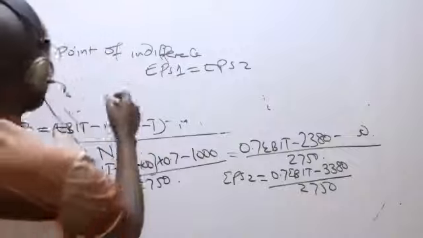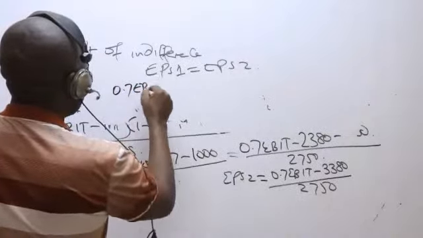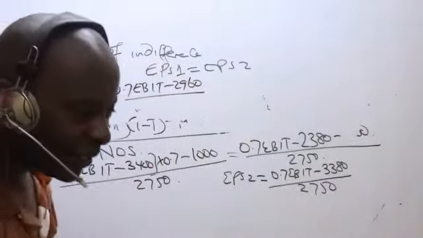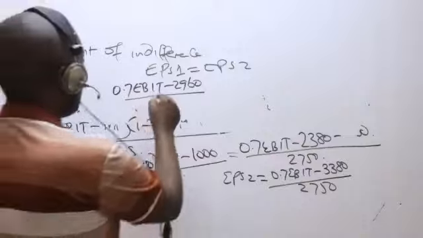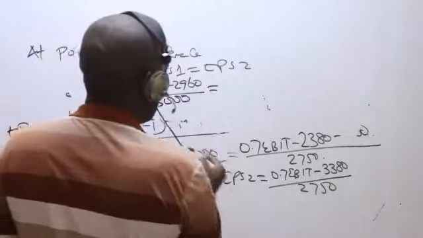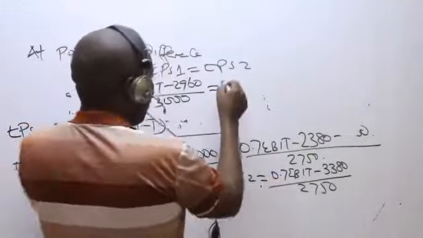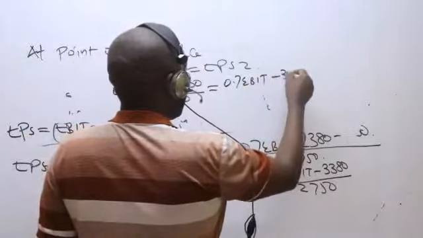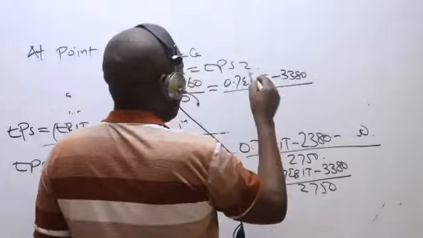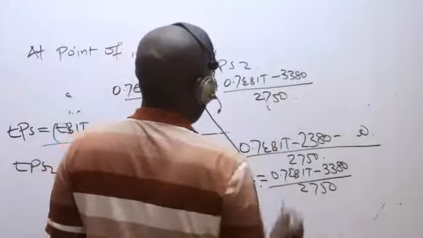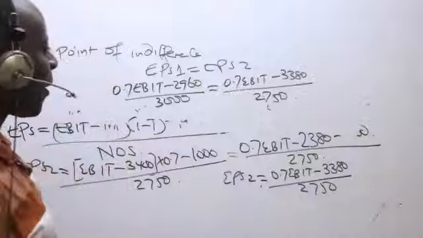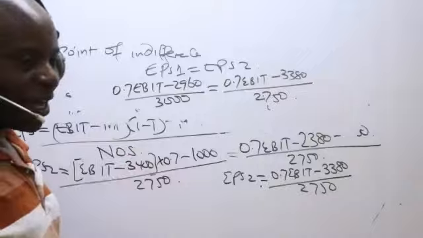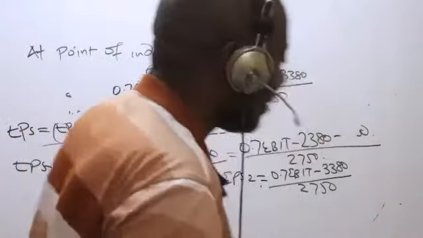0.7 EBIT, thank you very much. Minus 2960, all over 3,000, which will be equal to EPS2, which is 0.7 EBIT minus 3380, all over 2750. So now, from there, our role will be to make EBIT the subject of the formula.